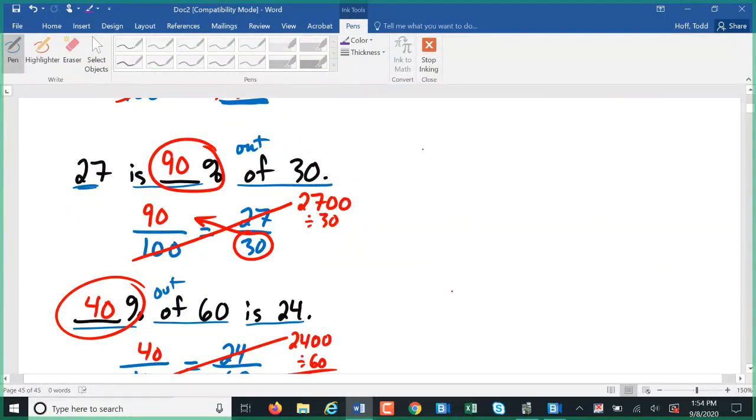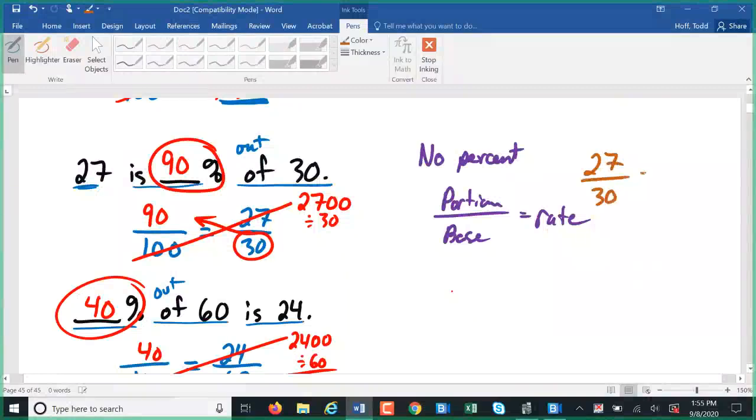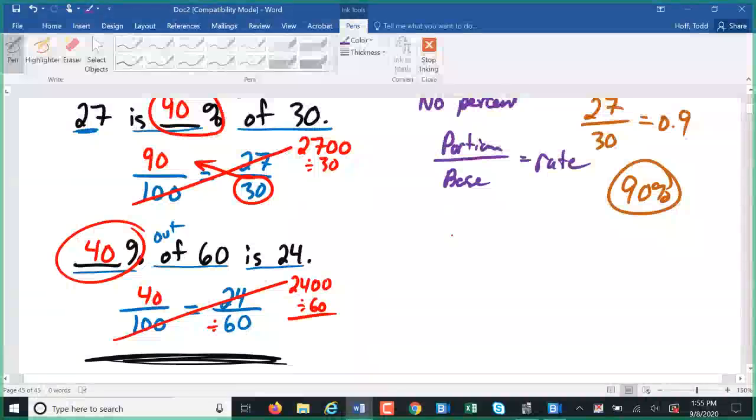So if we don't have the percent, then we have to do the portion divided by the base. That gives us the rate. So here we have the portion of 27 over the base of 30. That divides to be 0.9, which is 90%. The next one down here, we have a portion of 24 over a base of 60. That divides to give us 0.4, 40%.